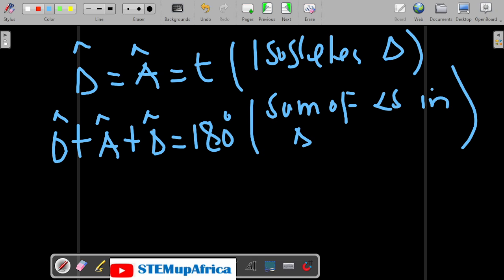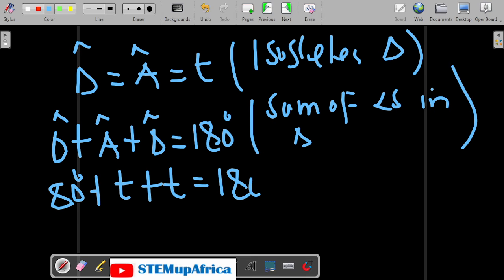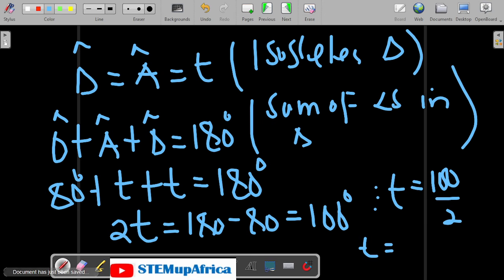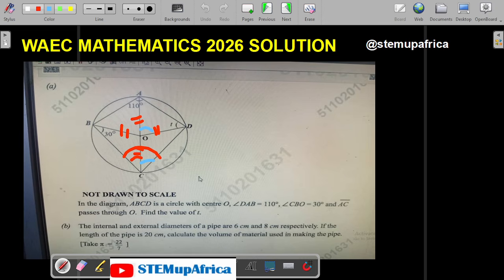So I'm going to have 80 degrees plus 2T equals 180 degrees. If I sum up, I'm having 2T equals 180 minus 80. That will give me 100 degrees. Therefore, my T is simply 100 divided by 2. T will give us 50 degrees. So the solution to that question is 50 degrees.